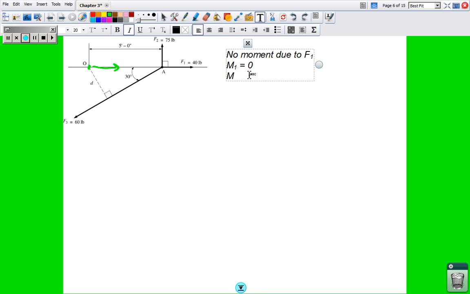Alright, so M2 is equal to F2 times D2. Okay, and that is going to be equal to 75 pounds times 5 feet. Get that right there.